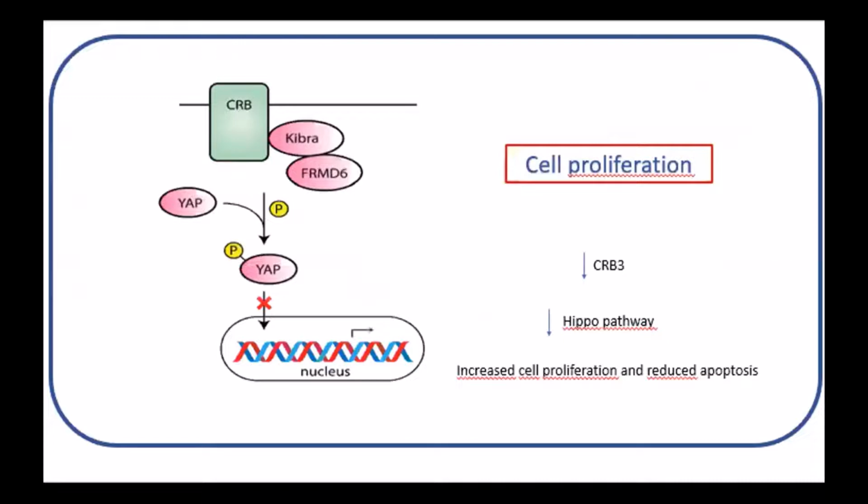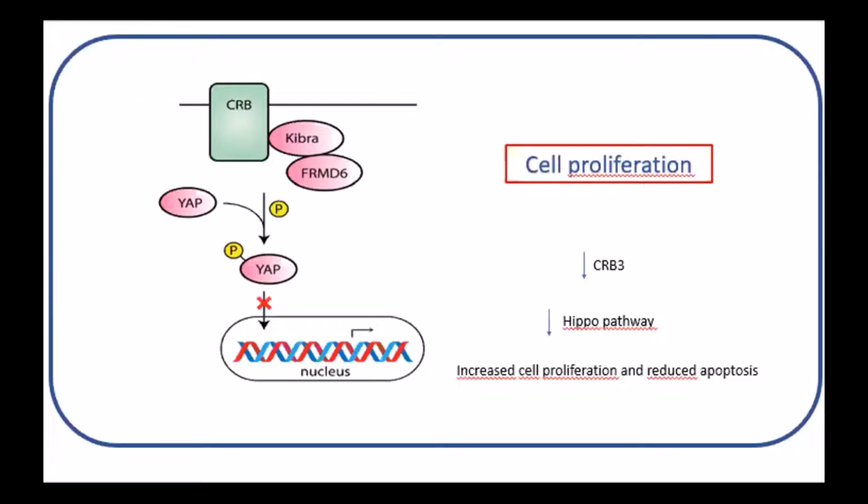About the cell proliferation, in Müller cells, the YES-associated protein 1, also called YAP, has an important role in the damaged retina because it's a core member of the Hippo pathway, which regulates several biological processes, including cell proliferation and survival. When the CRB expression levels are low, the Hippo pathway is inactivated, YAP is not phosphorylated and can move to the nucleus where the YAP target genes are expressed, leading to increased cell proliferation and decreased apoptosis.